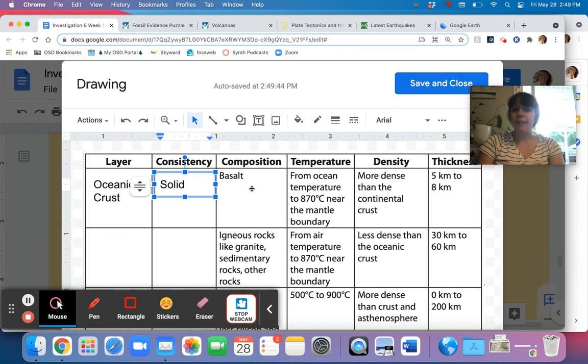Basalt is dense. What does dense mean? It has a lot of mass for its volume. So if you were holding two rocks that were the same size, if one of them was basalt, it would feel heavier because it is denser than the other rock.